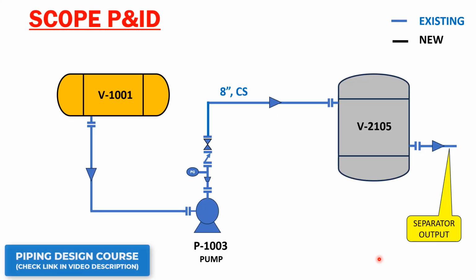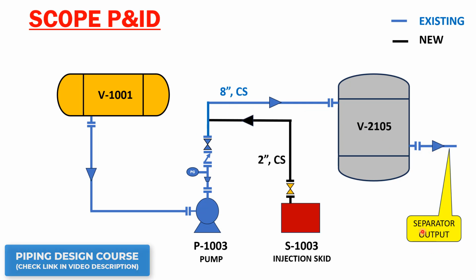Okay, so what is our P&ID? So this is our P&ID, correct? So we had a vessel, and then we had a pump, and from the pump there is a discharge line that goes to another vessel, and here I have shown the separator output.